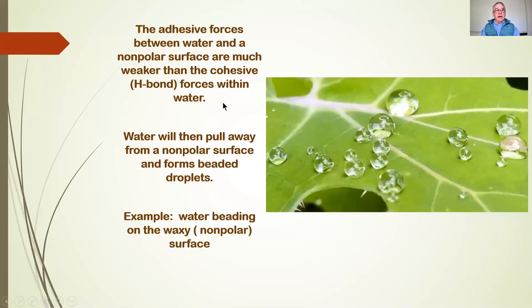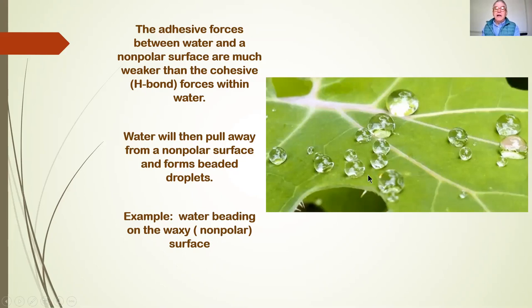Now let's look at nonpolar. We're going to simply make a brief reference to nonpolar surfaces, and it will come up again later when we talk about managing the usefulness of these properties in agriculture. The adhesive forces between water and a nonpolar surface are much weaker than the cohesive hydrogen bond forces within water. Water will then pull away from a nonpolar surface and form beaded droplets. Water beading on a waxy surface, a nonpolar surface, is an example of this.